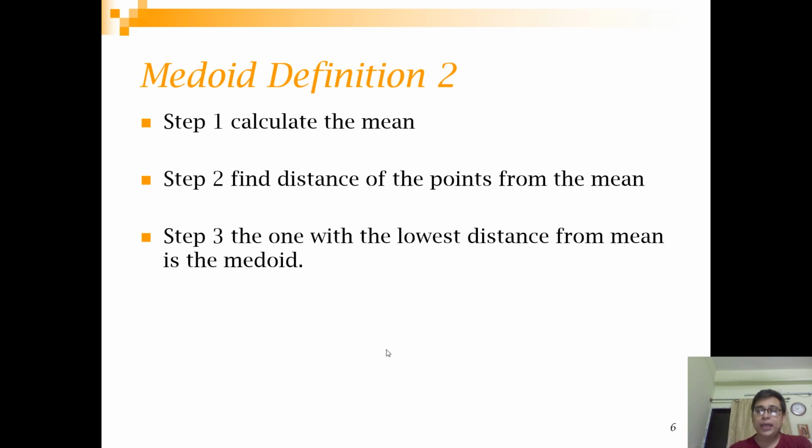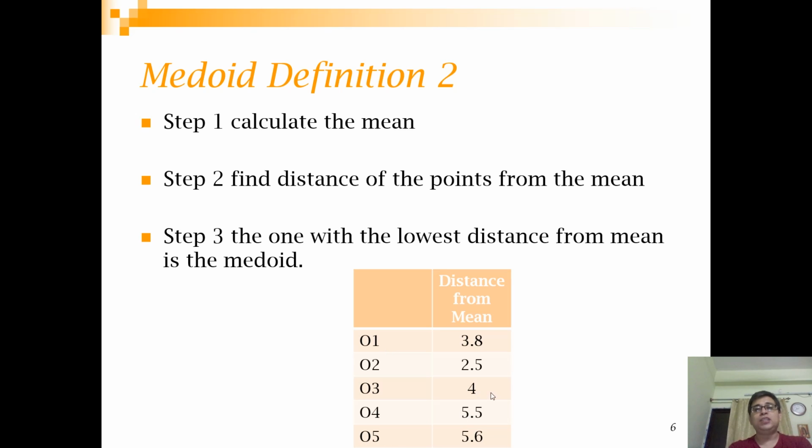So in this case, for 5 observations, I will calculate the distance from the mean. So for O1, maybe this comes to 3.8. For O2, it comes to 2.5. For O3, it comes to 4. And finally, as O2 has the minimum distance, I pick this as the medoid. You may again try out with our mini example and see whether this holds or not.